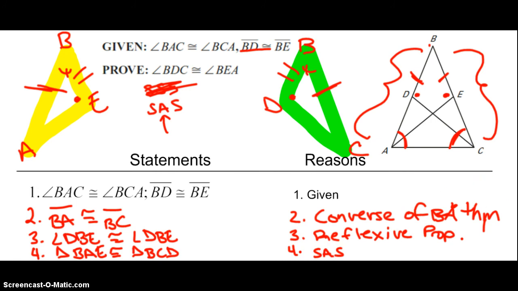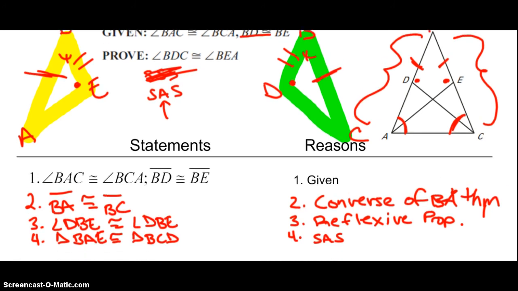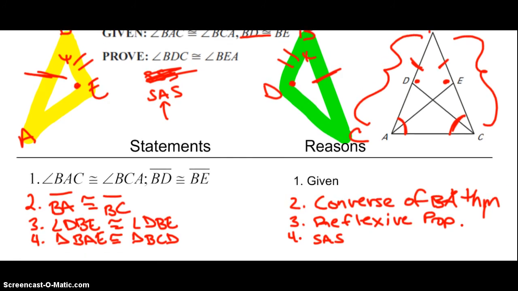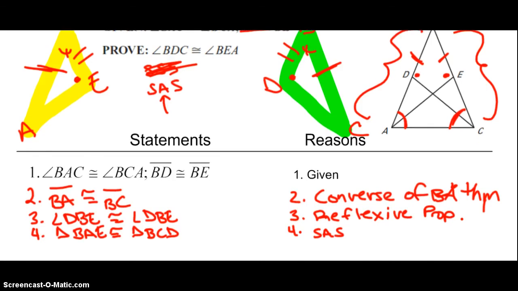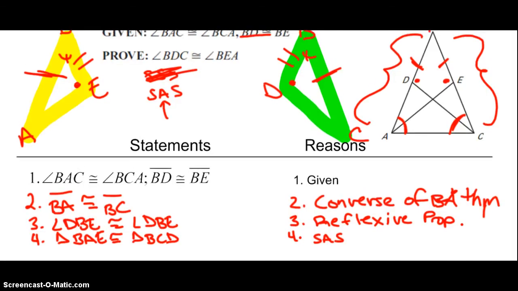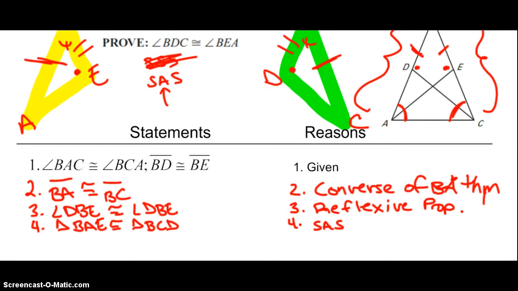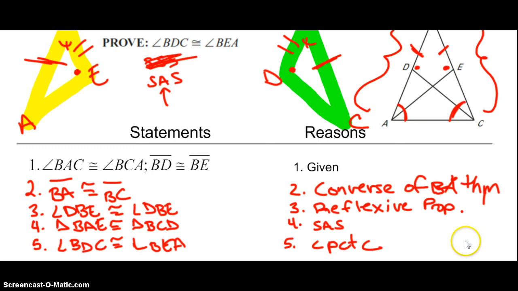And if the triangles are congruent, we know that all corresponding parts are congruent. The corresponding parts that we really want to focus on are angle BEA and angle BDC. So we are finished with this proof. Angle BDC is congruent to angle BEA. And this is CPCTC. All right? Adios.